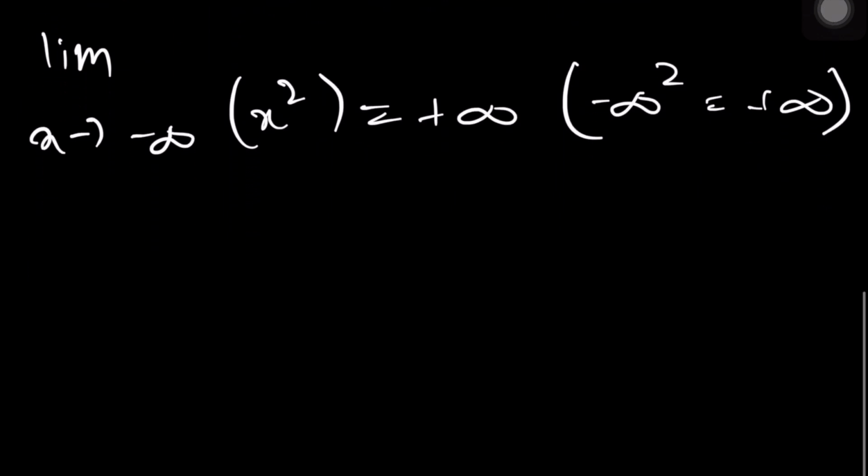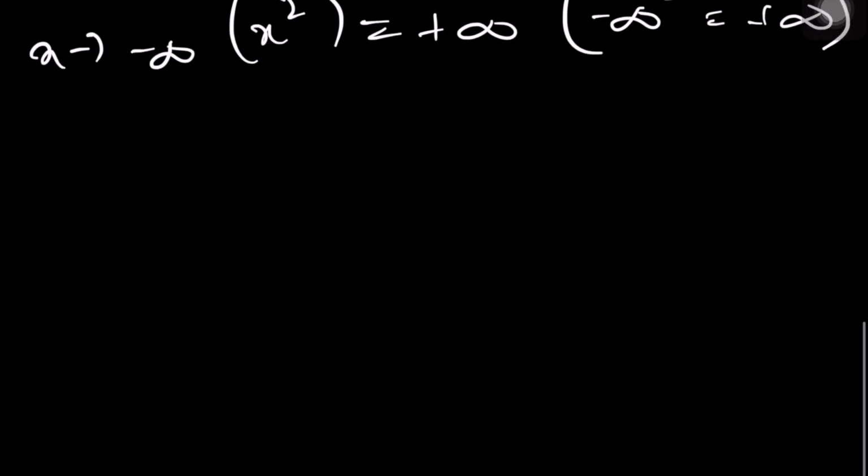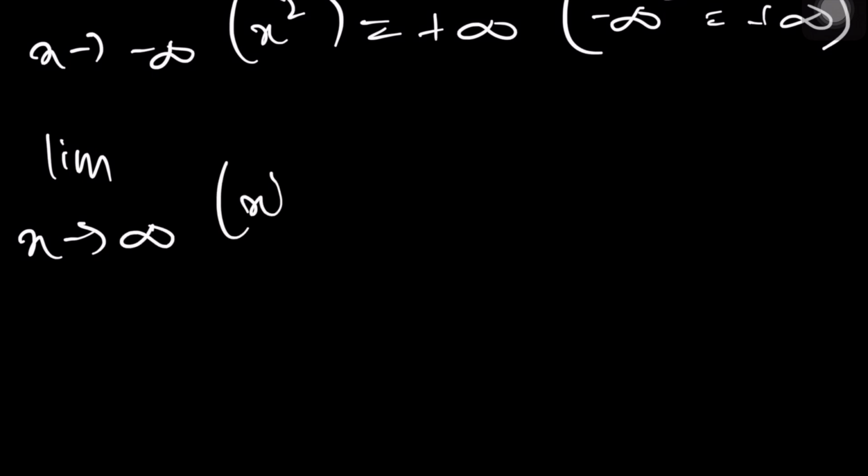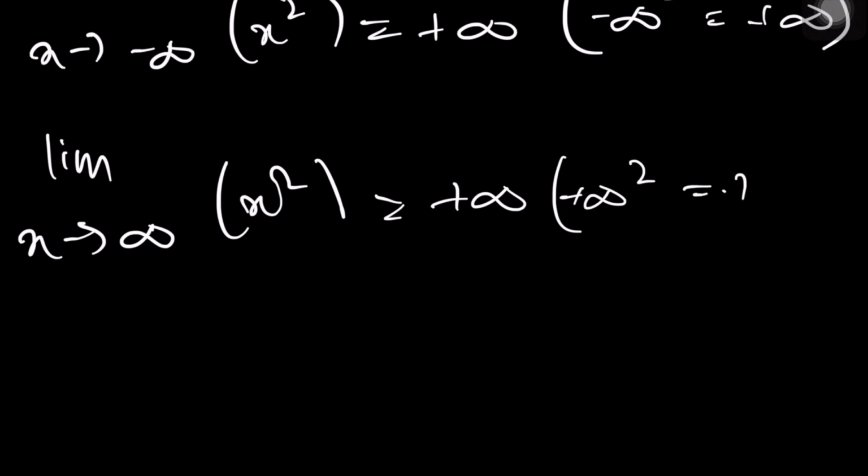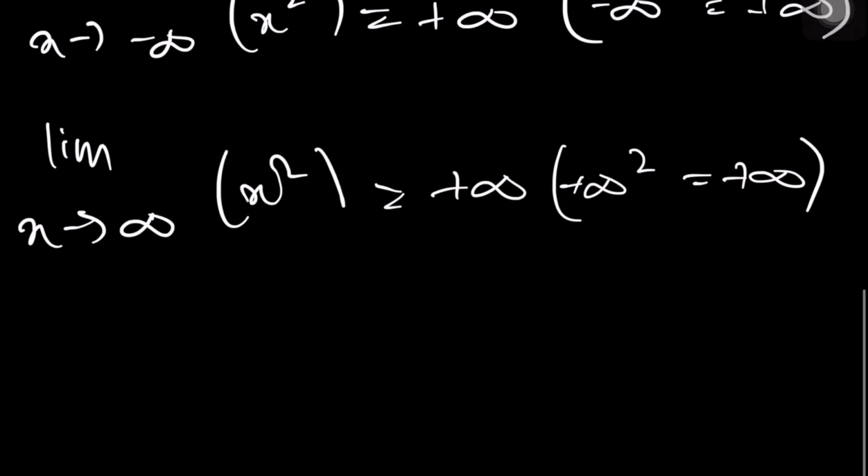Now, what if we had a function like this, but with positive infinity? Since there's no number greater than infinity, it would just be positive infinity, because positive infinity squared is just positive infinity, and this would work for any exponent. So even if this was 3, 4, or 5, we would still get positive infinity.